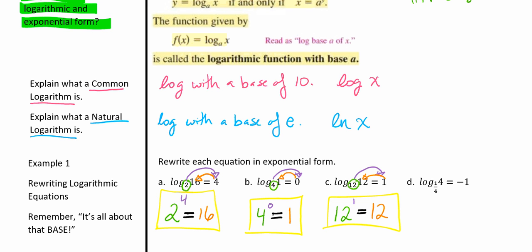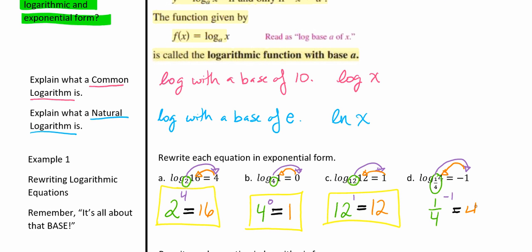And then let's try D, which is log base 1/4 of 4 equals -1. Again, remember, it's all about that base. We find our base of 1/4, and then we go to the window, to the wall. So we have 1/4 raised to the -1 power equals 4. And so here we've written this logarithm in exponential form.